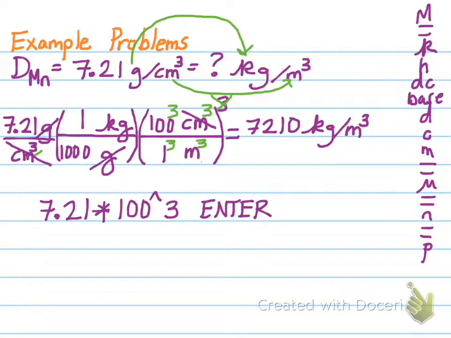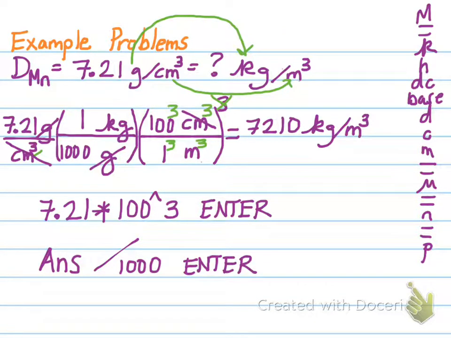Now, with your calculators, most of them, if you just go ahead and divide, you're going to get the word answer. So it means that it just took what your answer was, divided by 1,000, and I hit my enter again. And that's how I got 7,210, which is the correct answer. So it is important that you know how to use your calculator, okay?